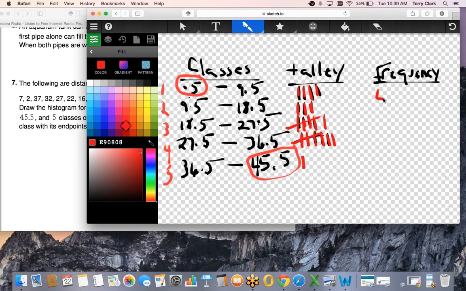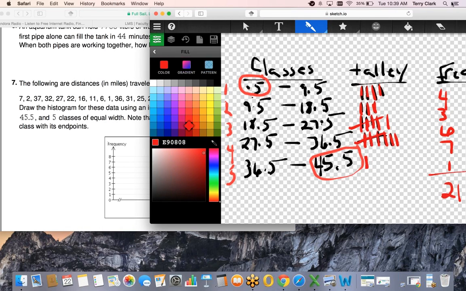Okay, so I'm going to put the frequency here. 4, 3, 6, 7, and 1. Okay, and we can say 13 plus 7 is 20, and then 20 plus 1 is 21. Okay, so we verified it. Okay, now I've got everything I need to create my histogram. The histogram is going to come straight from this frequency table.